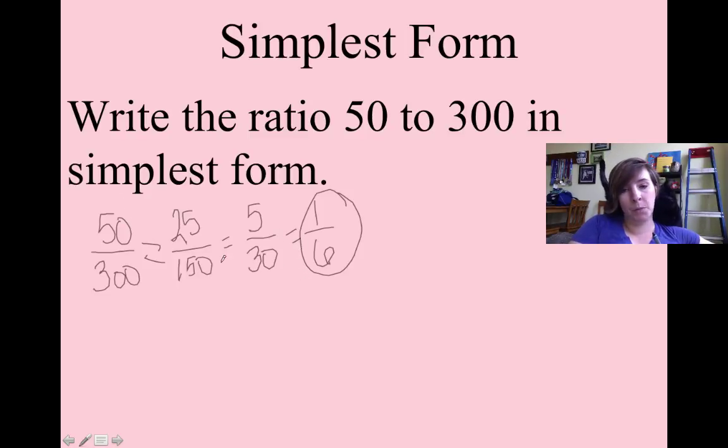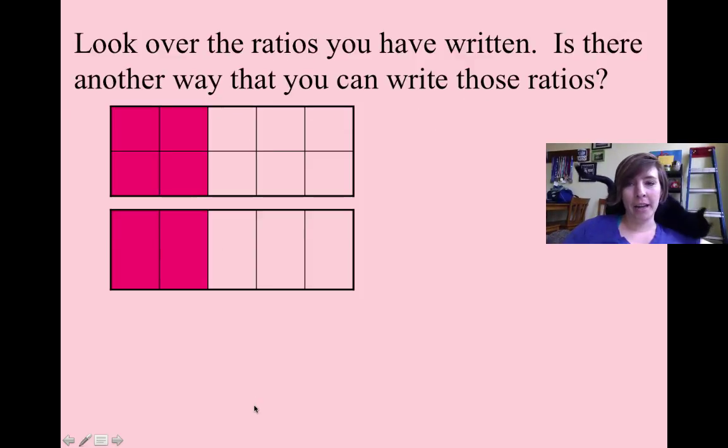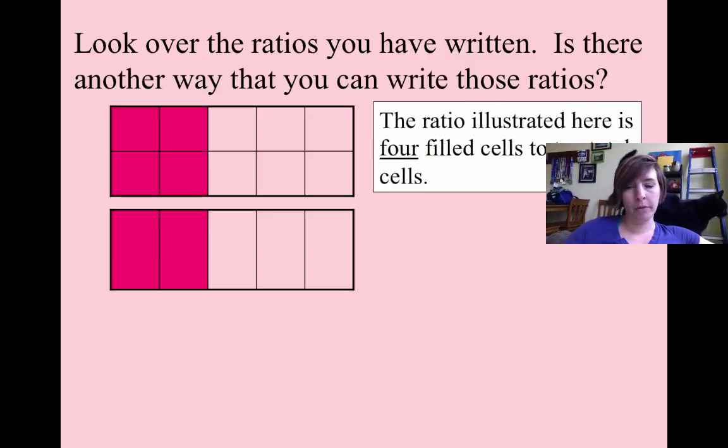53 hundredths is the same thing as 1/6. All of these fractions that I've come up with are equivalent fractions, or if we're talking ratios, equivalent ratios. All right, so is there another way you can write these ratios? Again, this is just looking at equivalency.